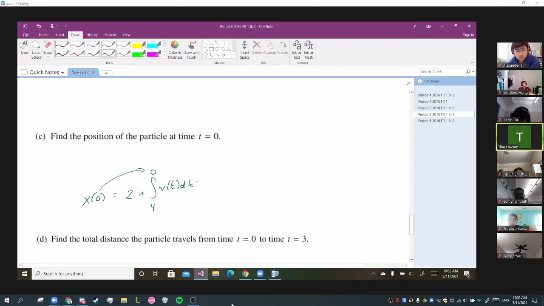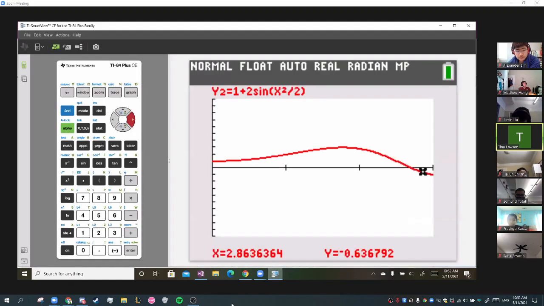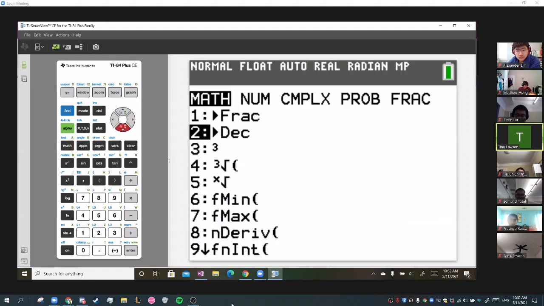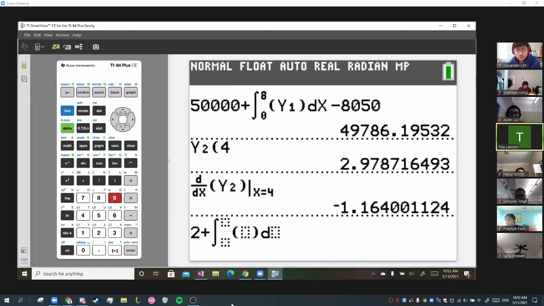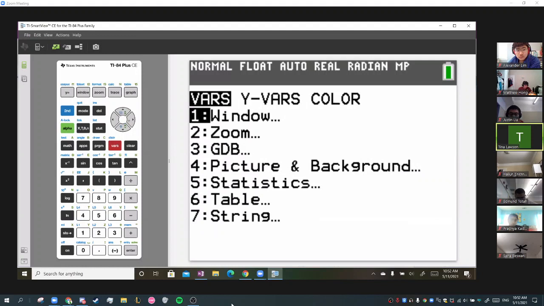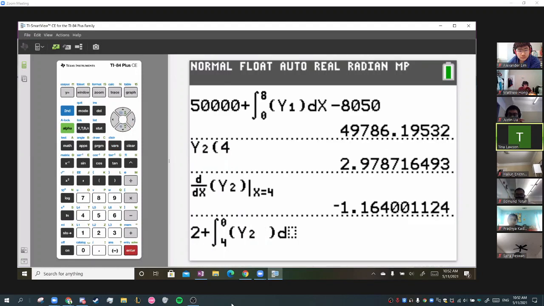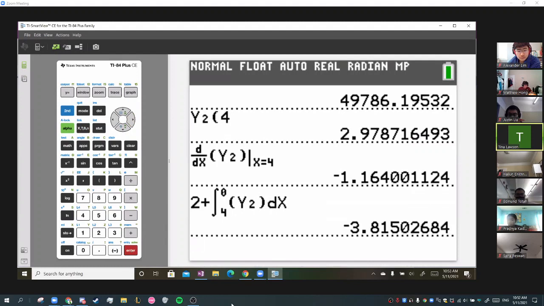You don't mess around. Watch. Here, we're going to let it do it. Ready? 2. I'm going to go to my home screen. 2 plus, and I'm going to let it do all the work. Number 9. All right. I'm running it from 4 to 0, accumulating all that wonderful velocity, which for me now is in y2, with respect to x. There it is, and that is the position.